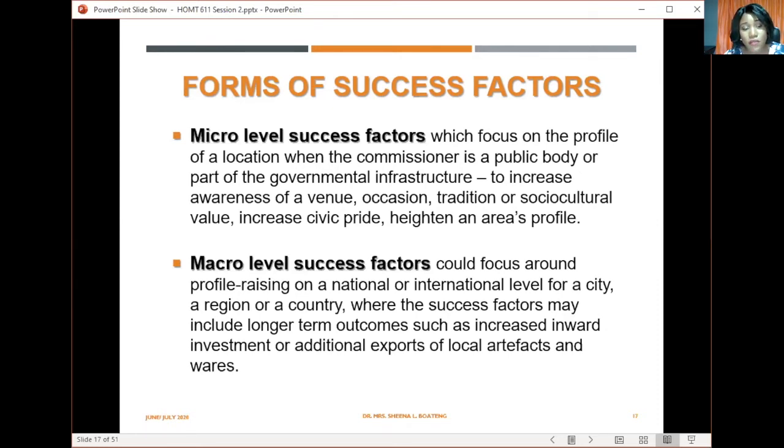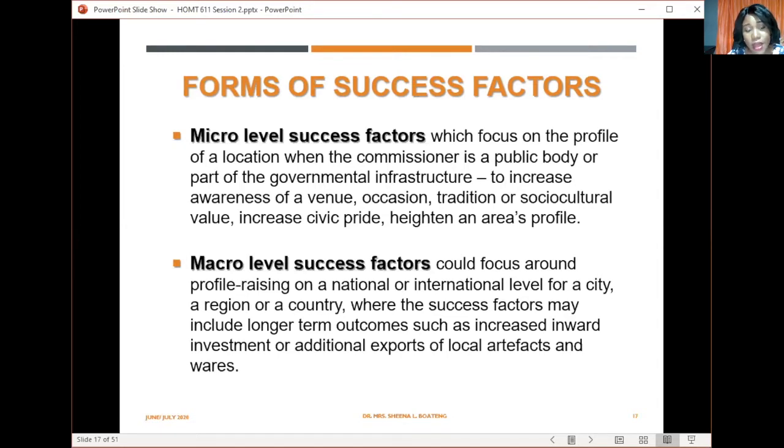We can also talk about success factors relating to increasing awareness of certain traditional or sociocultural values. A lot of the festivals that we have in Ghana are an avenue through which we display our rich culture. The Odwira Festival, Bakatwe, Kundum, these are all great demonstrations of the rich sociocultural environment in Ghana. Other events are also celebrated to increase civic pride, right? Like the Ghana at 50 celebrations, to increase the pride of Ghanaians in their country and how far we have come after gaining independence, right?